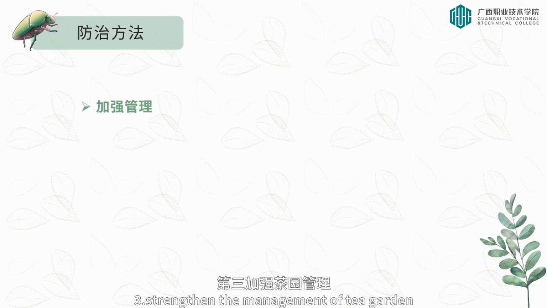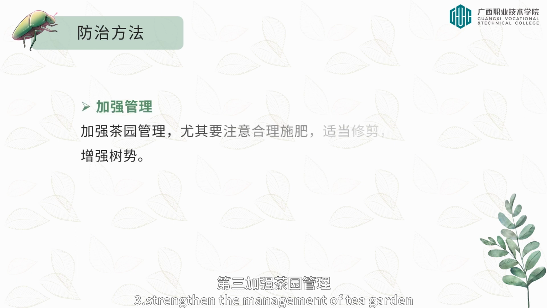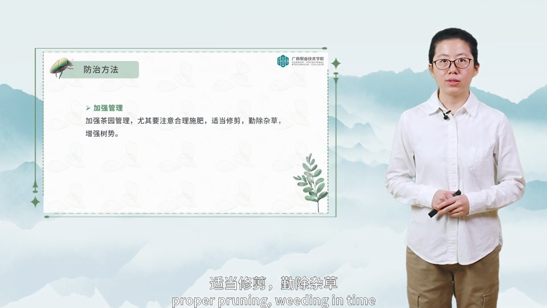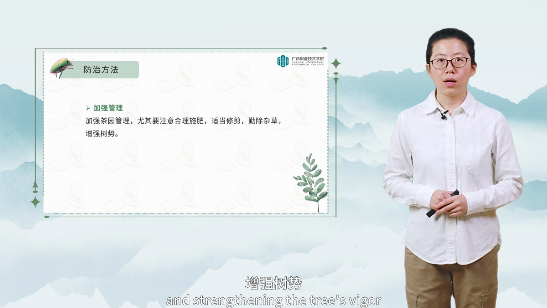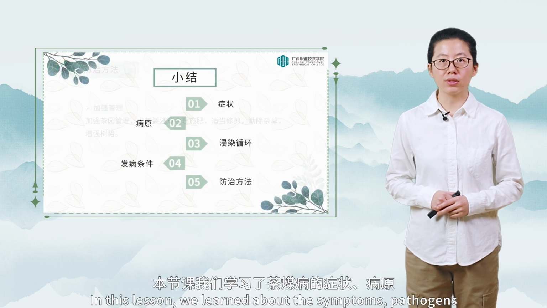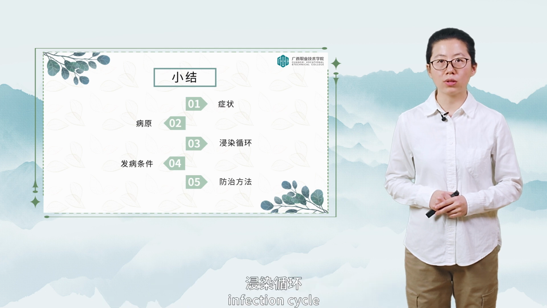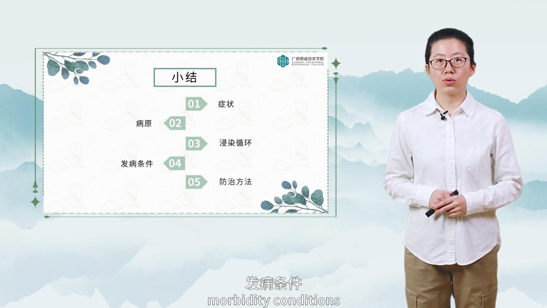3. Strengthen the management of tea garden. Especially pay attention to reasonable fertilization, proper pruning, weeding in time, and strengthening the tree's vigor. In this lesson, we learned about the symptoms, pathogens, infection cycle, morbidity conditions, and methods of prevention and control.